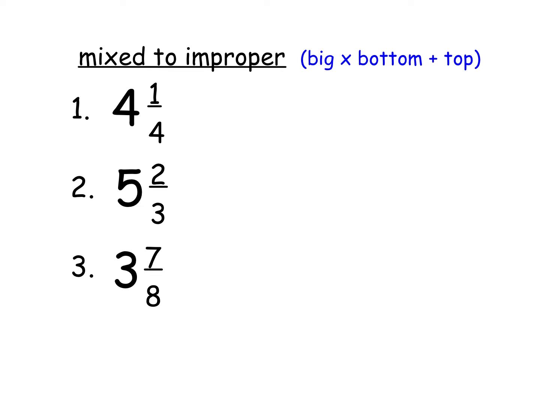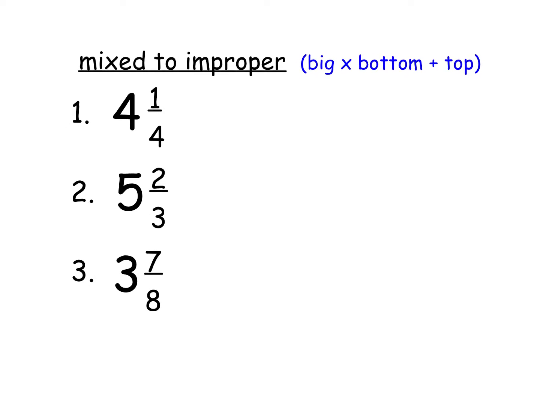I use the mantra big times bottom plus top. It makes the pupils laugh because I say big bottom, but it also helps. So you do the whole number times the bottom number, and what you're effectively doing there is working out, in this example, how many quarters would be in the full 4 cakes. So we do 4 times 4, add on the 1. So just to write down what I mean, we're doing 4 times 4, add on the 1. We're talking quarters, so it's all over 4. This gives me 17 over 4.